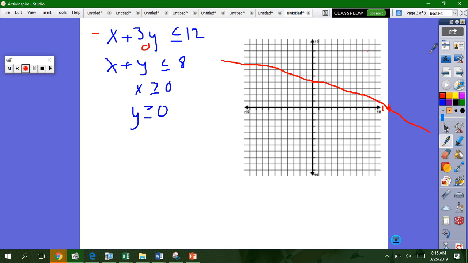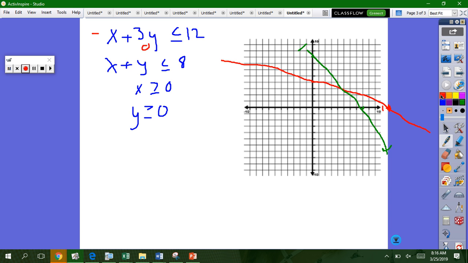Now, I'm going to go ahead and graph this fella. My x and y intercept, if I plug 0 in it, they're both going to be 8, aren't they? So that's right here. Whee! That's so pretty. Does anybody have a question there?